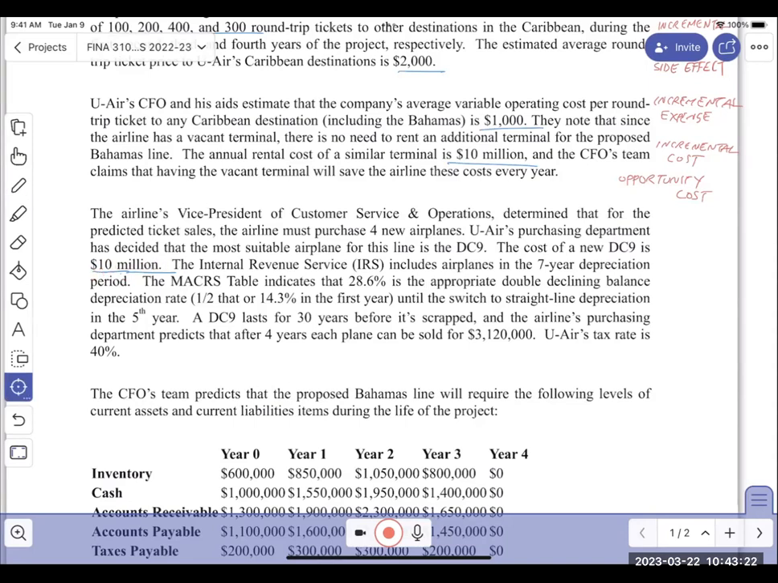So $10 million. The planes will be an expense, right? It will be $40 million taken out from the revenue. Okay, so very good. Thank you for the suggestion.